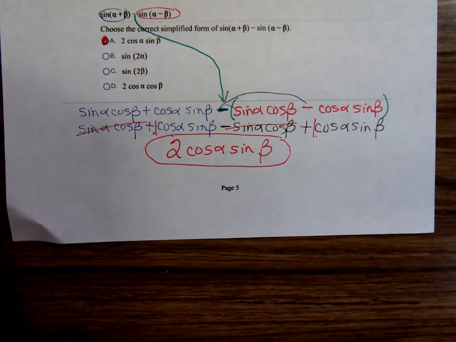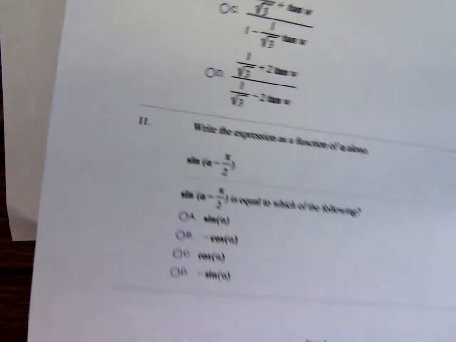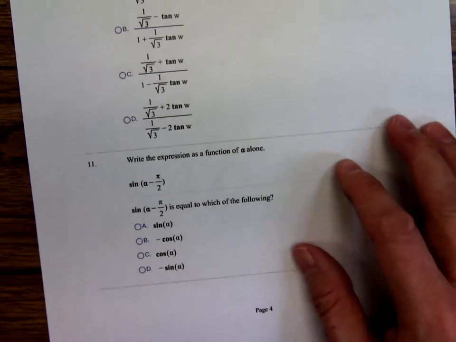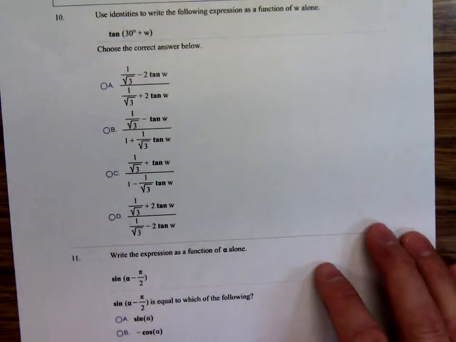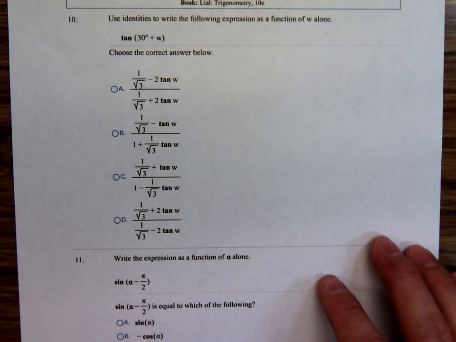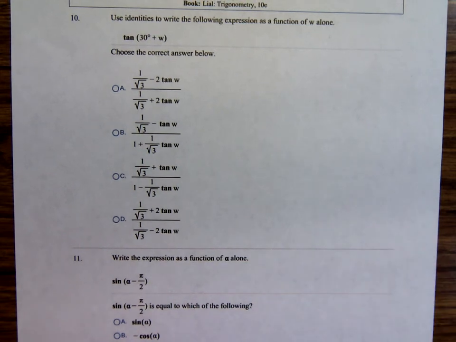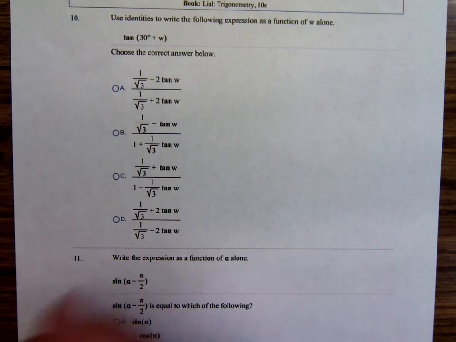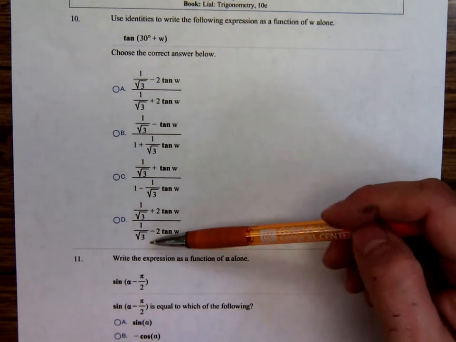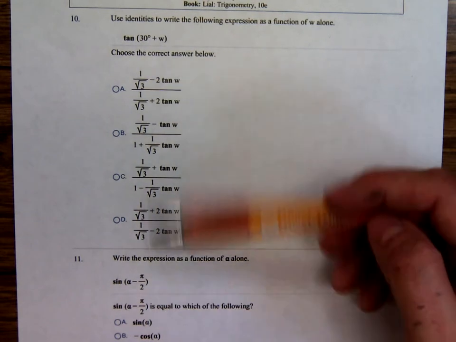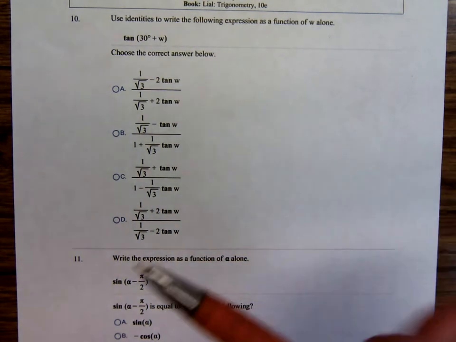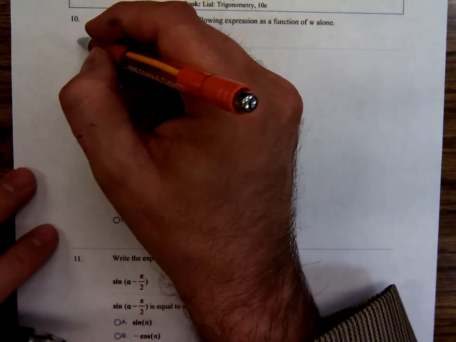Let's see. How about this one here? Use identities to write the following expression as a function of W alone. Okay, and it's a tangent one. Tangent 30 degrees plus W. Well, hopefully you're not going to get too upset, but glancing through this, it looks like they did not rationalize denominators.